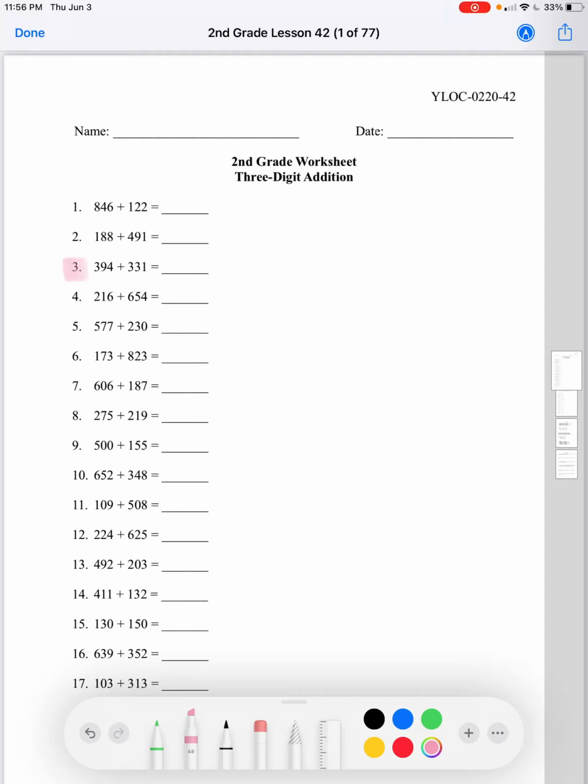Guys, today we'll be going over lesson 42 for second grade. So let's start with 3-digit addition. Number 3, it says 394 plus 331.